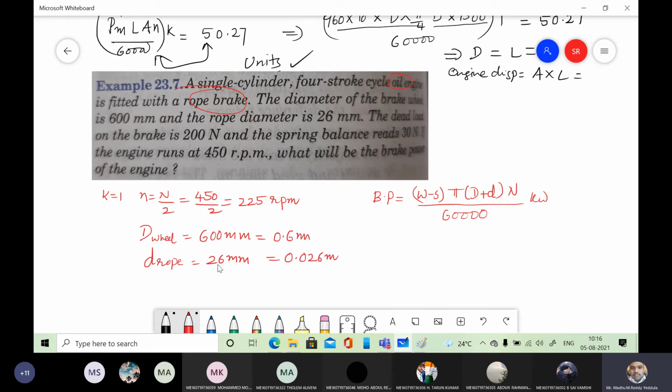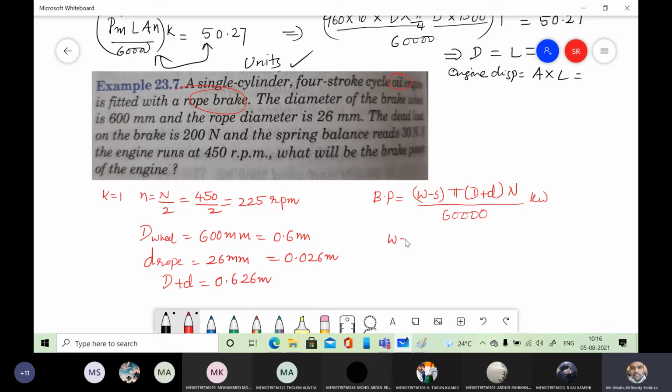Then what is the effective diameter? D plus d is equal to 0.626 meter. Agree? And the dead weight on the brake.